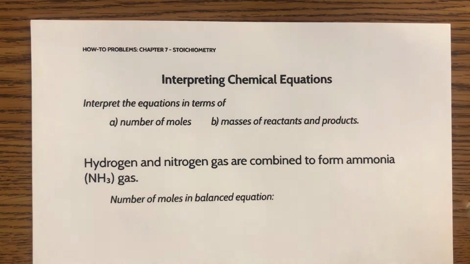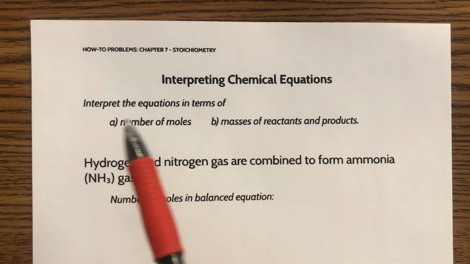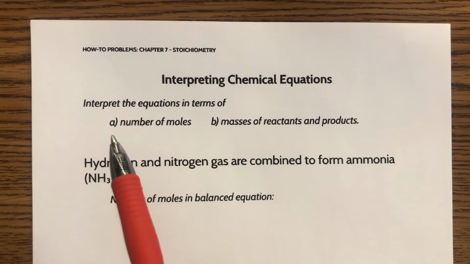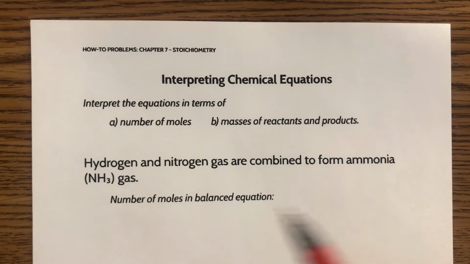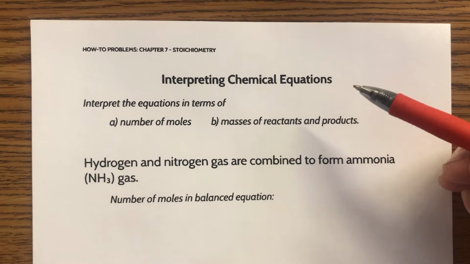And when we're interpreting chemical equations, we're going to do it in two ways, in two terms. We're going to interpret this equation in terms of the number of moles and the masses of the reactants and the product. So moles and masses, those are the two ways that we're going to interpret this chemical equation.